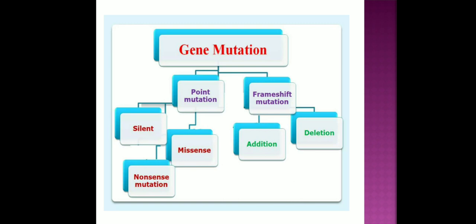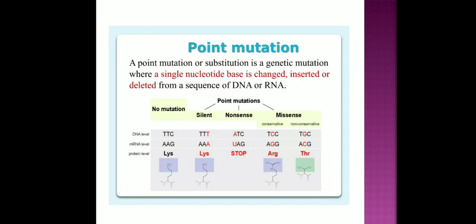Mutagenesis is classified into two different types. One is spontaneous mutations, another one is induced mutations. So spontaneous mutations means mutations that occur naturally. They are due to normal cellular operations or due to random interactions with the environment.